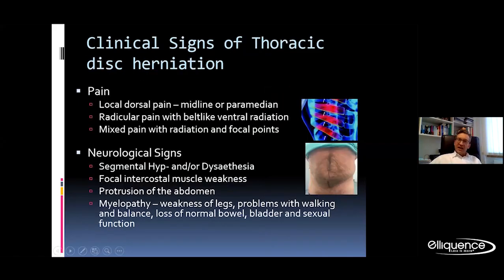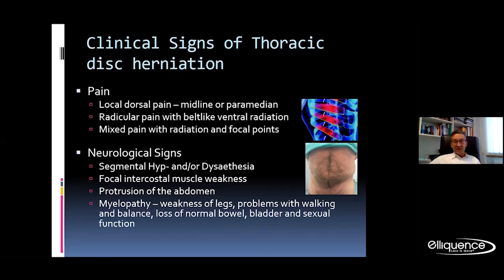What are the common signs? First is pain. That's the reason patients will come to you. It can be a local dorsal pain. It can be in the midline. It can be paramedian. You can even see pararadicular pain with a belt-like ventral radiation on the left or right side.